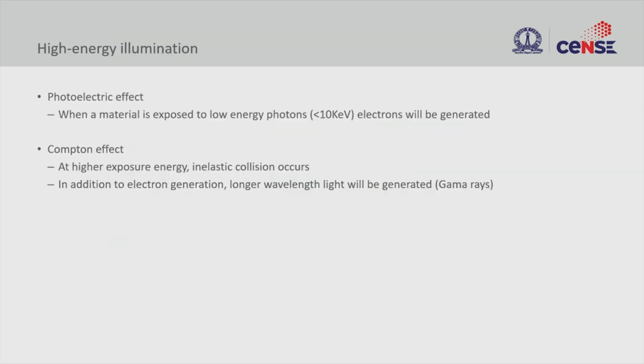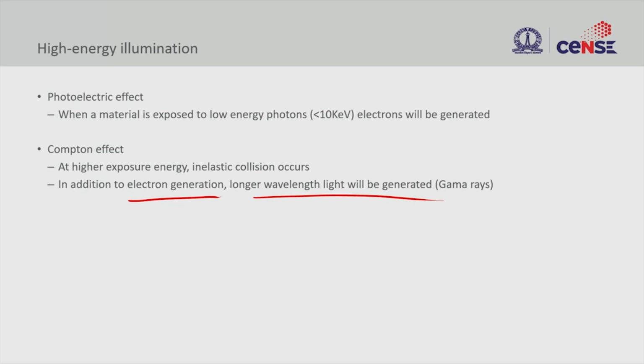And there are other problems related to using high energy. Two of the predominant ones are the photoelectric effect and the Compton effect, where you degrade the material itself. Continuous exposure to this high energy radiation will degrade the material. It will create elastic and inelastic collisions at very high exposures, and this will create electrons. You also create longer wavelength light, which is very dangerous, so you want to make sure that your exposure is under control.